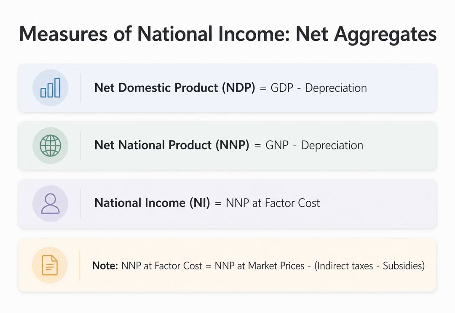When we account for the wear and tear of our capital assets, we move from gross measures to net measures. Subtracting depreciation from GDP gives us the net domestic product, or NDP. Subtracting it from GNP gives us the net national product, or NNP. This brings us to a critical definition. Officially, national income is exactly equal to the net national product calculated at factor cost.